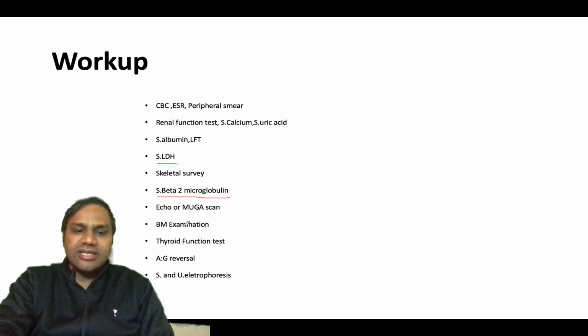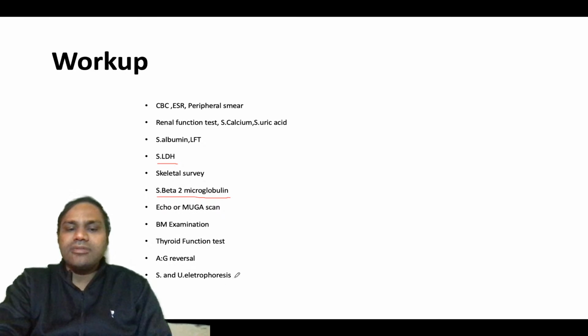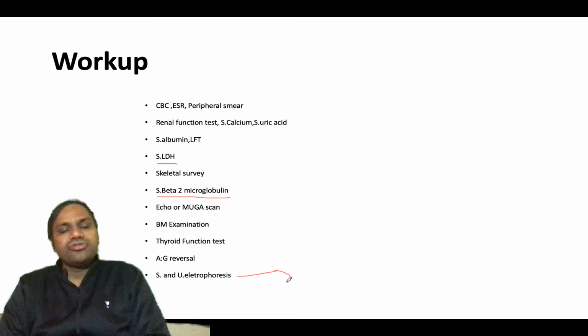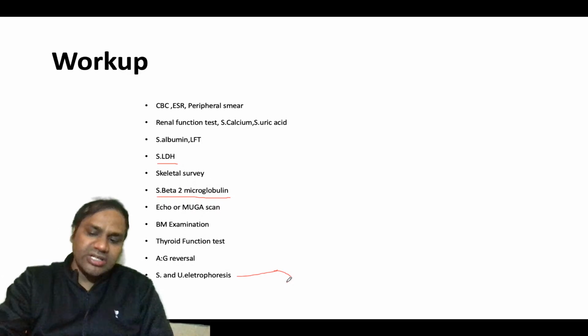Echo and MUGA scan, bone marrow examination. You can do bone marrow aspiration and bone marrow biopsy. You can do thyroid function test, albumin to globulin ratio reversal, and obviously serum and urine electrophoresis. Serum and urine electrophoresis are basically the most important tests which you do in case of multiple myeloma, and they are used for screening.